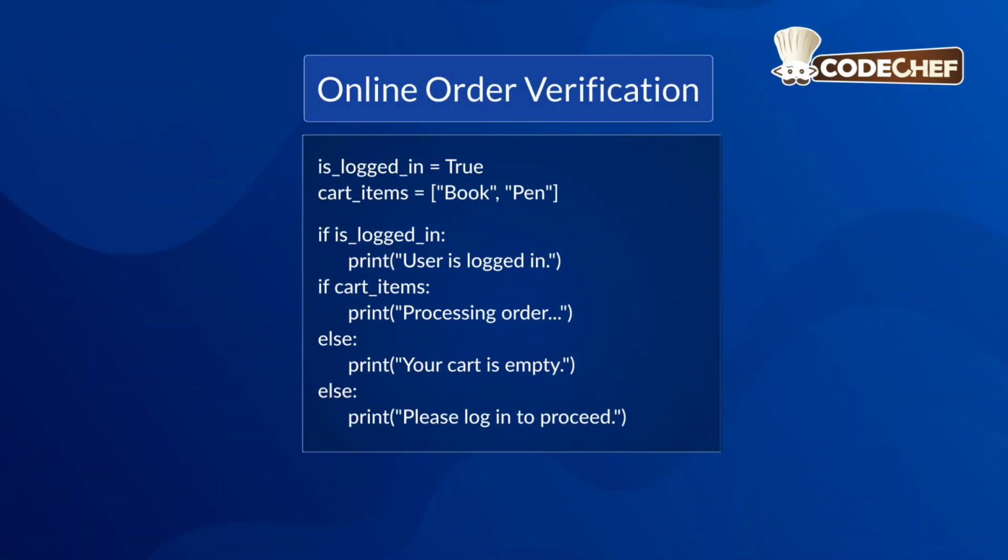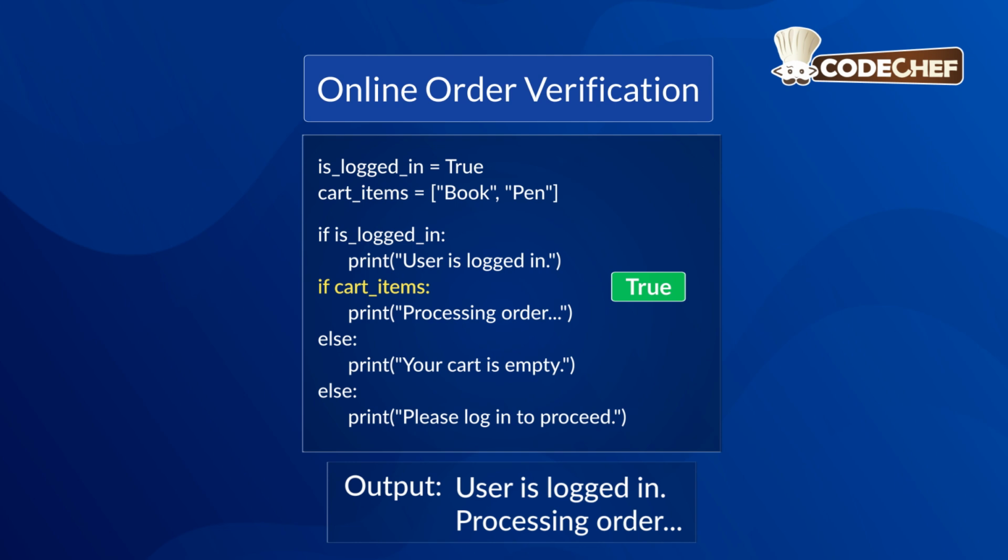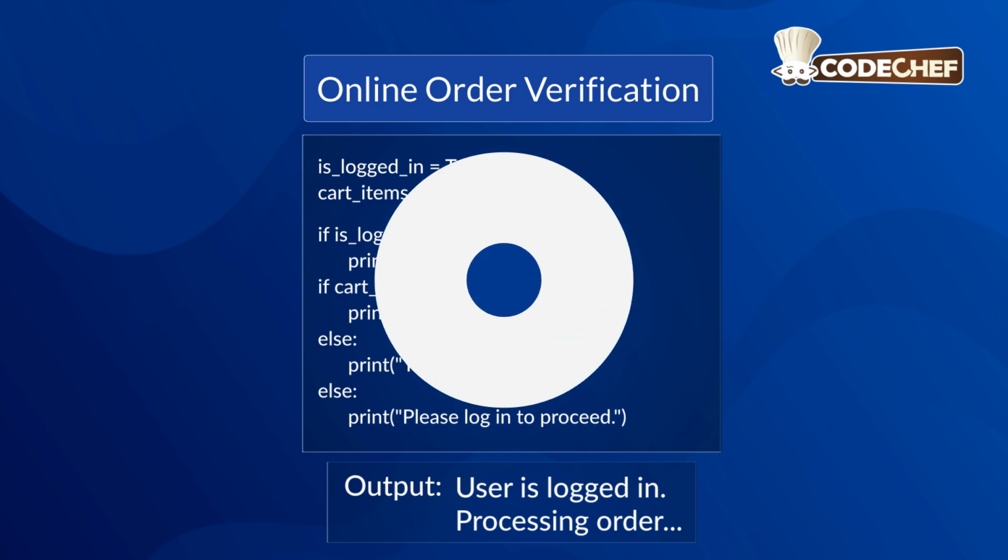This is a nested if statement. Think of it as a condition inside another condition. Here, we first check if the user is logged in. Only if that's true do we move on to the inner check. Does their cart have any items? The inner if is completely dependent on the outer one. This allows you to create precise, multi-level logic, just like passing through a series of security doors.